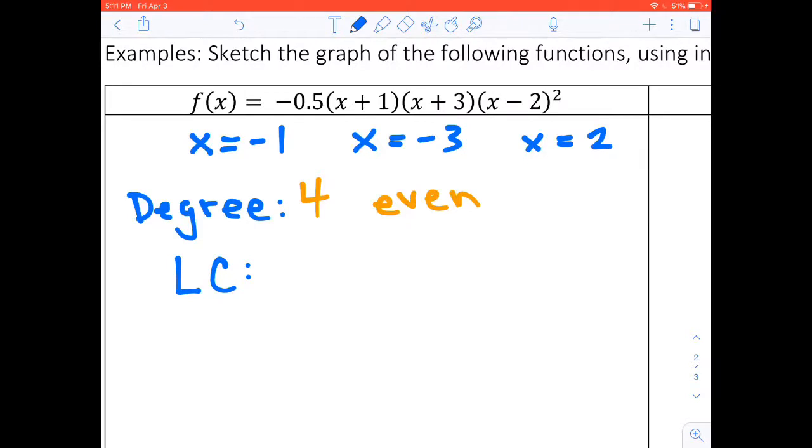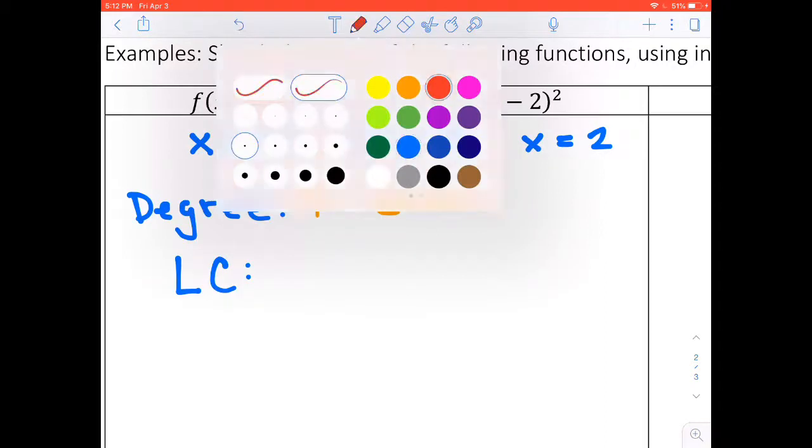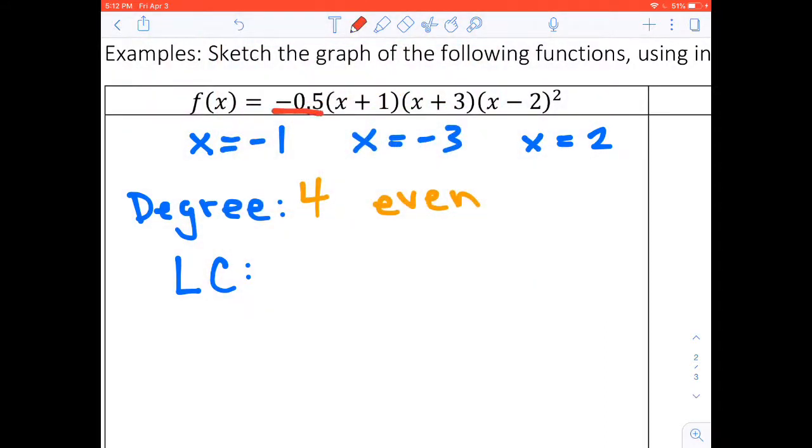What we would have to do is just figure out what would be the coefficient on the x^4 term, x to the power of 4. So in order to get that, we just multiply our value out front by the coefficient on x here, by the coefficient on x here, and the coefficient on x here, which are all 1. So it would be -0.5 times 1 times 1 times 1, which is also -0.5.